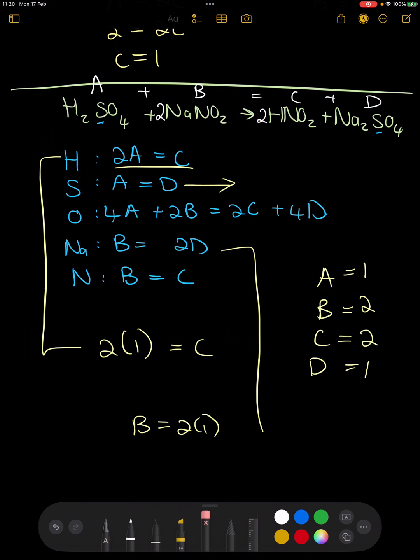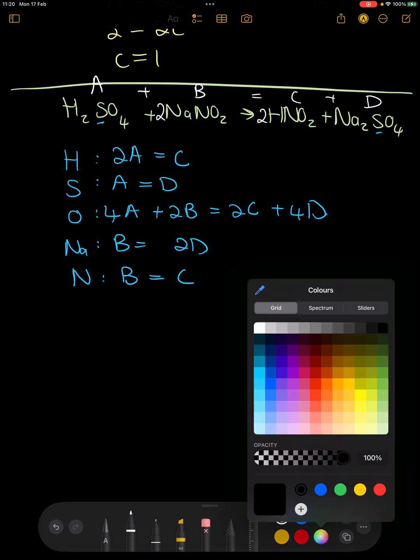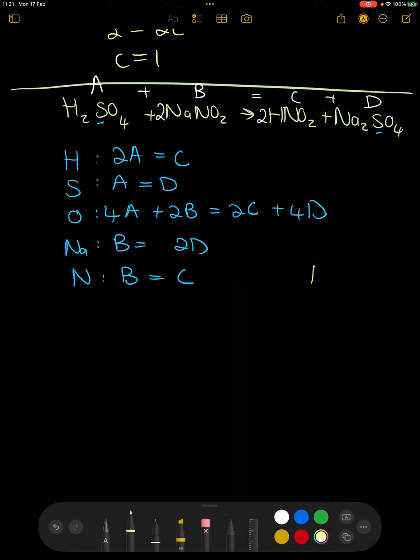I do have to show you guys what happens when you end up with a fraction, because it does happen. We sometimes end up with a fraction, but it's not the end of the world. I'll quickly show you what we do. So if you end up with a fraction, it means that you didn't have the highest coefficient as equal to 1. So let's say, for interest's sake, I make C equal to 1.